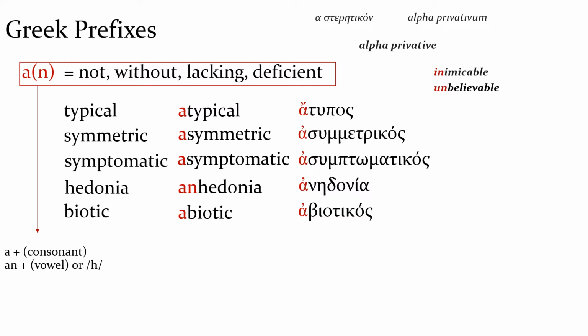Now, it's not always an a. Sometimes we have a word like inimicable and unbelievable. Believe it or not, these also come from the same source, they're just different flavors of that alpha privative. So when you think of all of your ins and uns and ans, there are many, many words that fall into this category.